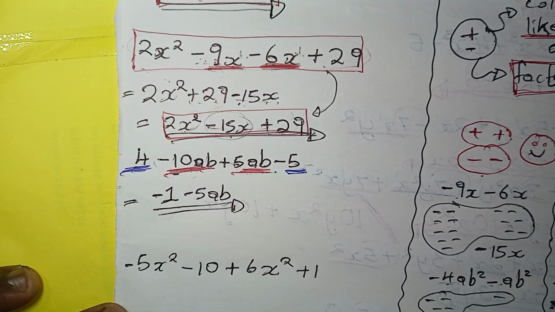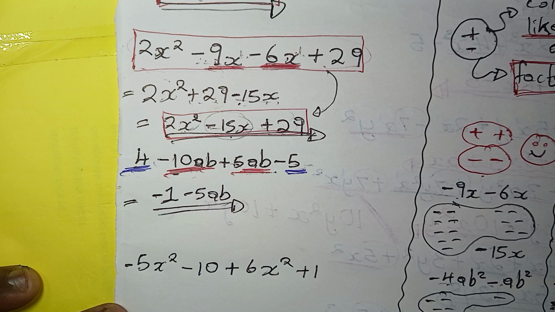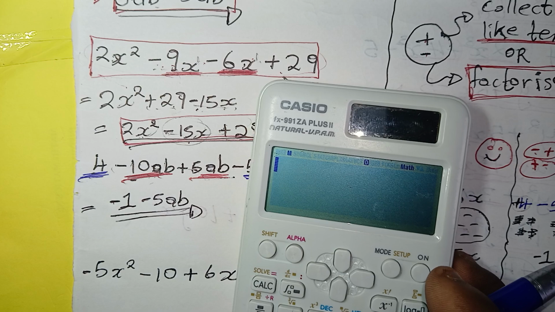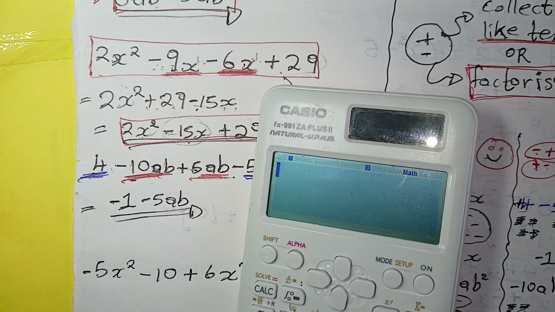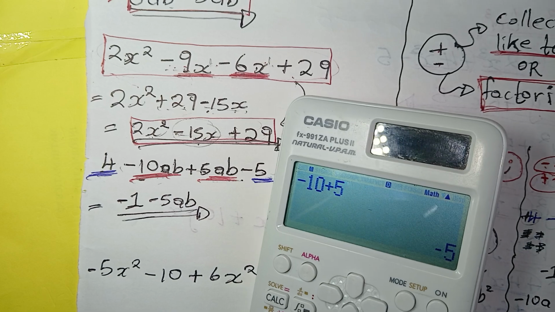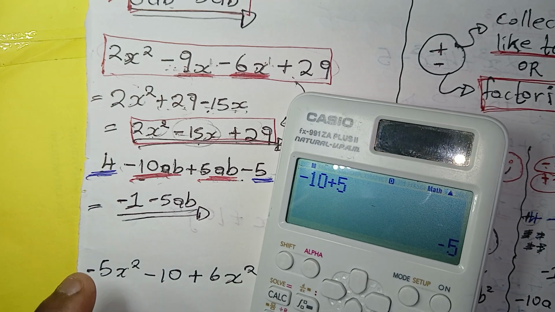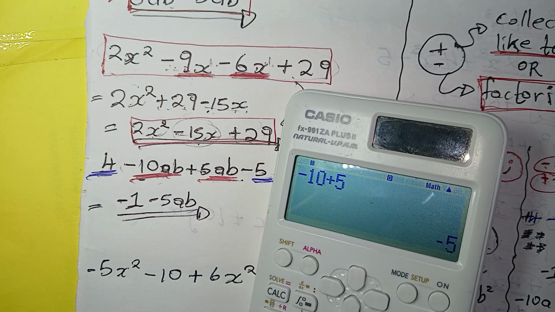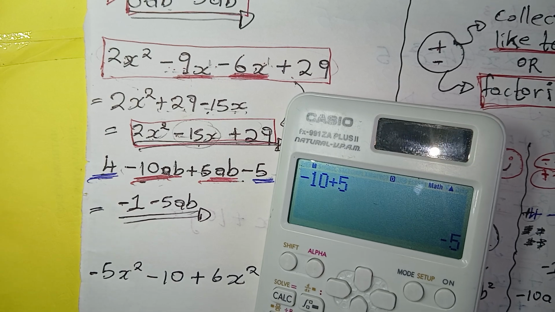But sometimes, to avoid mistakes, it's good for you to use a calculator. But as time goes, you should understand this so that you can flow. So plus 5. Do you see? Minus 10 plus 5, it's minus 5. Because these ones, they are enemies.